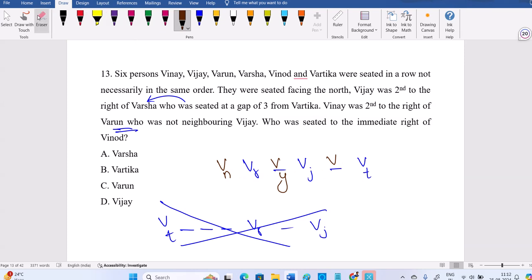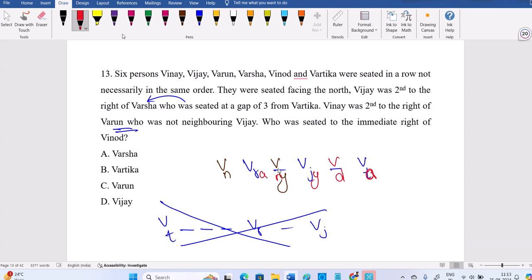I'm mapping first and last letters so that the naming issue will not come. So this should be Vinod then. This is Vinod. This is VT, I took it for Vartika, the first letter and last letter. For Varsha also VA will come, so let me take it as VRA, to avoid naming issues. Vijay, VJY. Vinay, VNY. Fine, so this is the arrangement we got. Now who is the immediate right of Vinod?